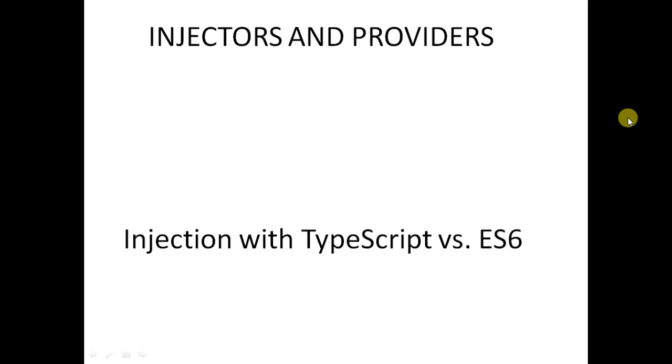You will be using ProductComponent and ProductService for all the code samples in this lecture. If your application has a class implementing a particular type, you can specify a provider object for this class during the app module bootstrap.